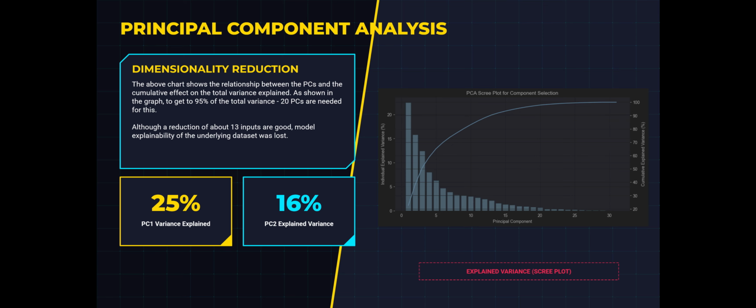The PCs themselves did a pretty good job at capturing the variance. With PC1, about 25% of the variance was explained, 16% with PC2, and at principal component 13, about 90% of the variance was explained, which is honestly pretty good.